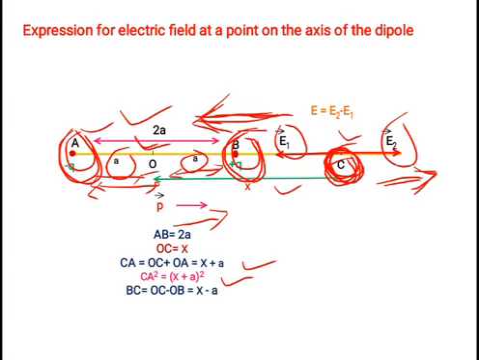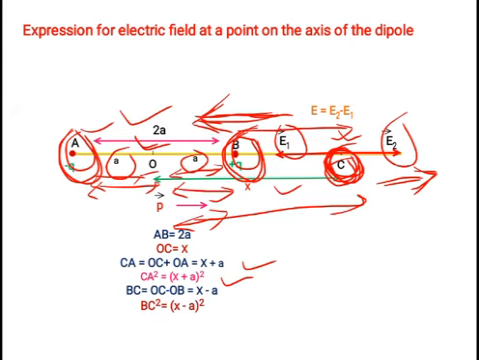Similarly, this BC distance, how much is it? BC is equal to OC minus OB. OC is x, and OB distance is small a. So BC is equal to x minus a. Suppose we take the square of that, then it is (x minus a) square. So we understood the diagram properly.